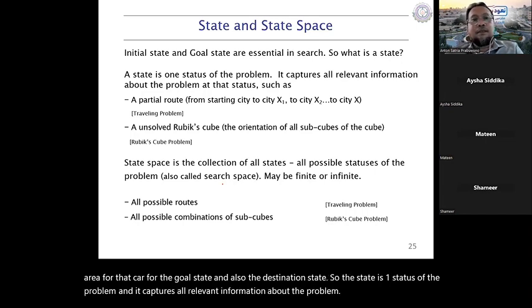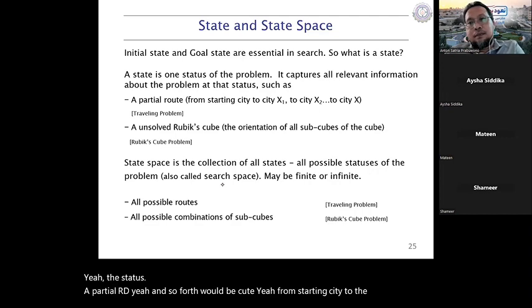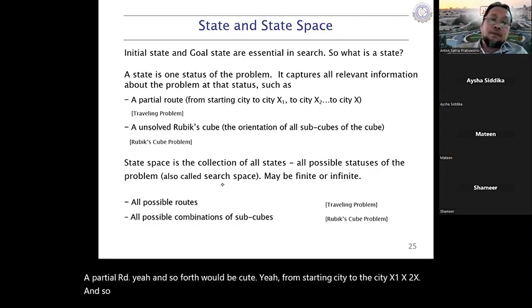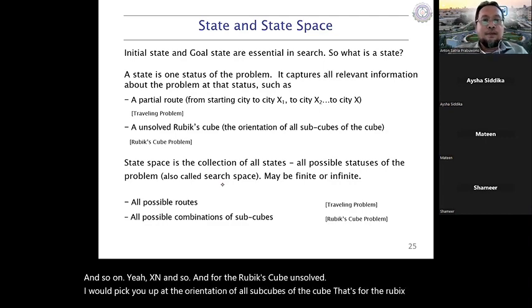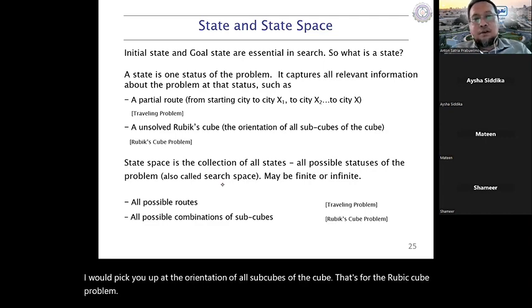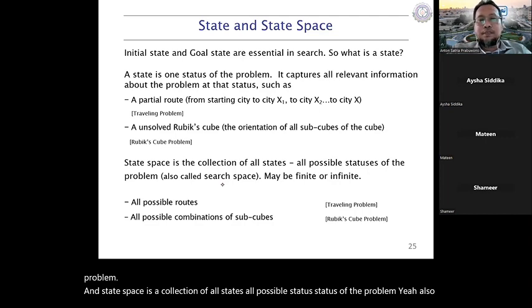The status is, like, a partial route or an unsolved Rubik's cube: from the starting city to the city x1, x2, and so on, xn. And for the Rubik's cube, the unsolved Rubik's cube, it is the orientation of all subcubes of the cube. That's for the Rubik's cube problem. And state space is a collection of all states, actually. So all possible statuses of the problem, also called search space.